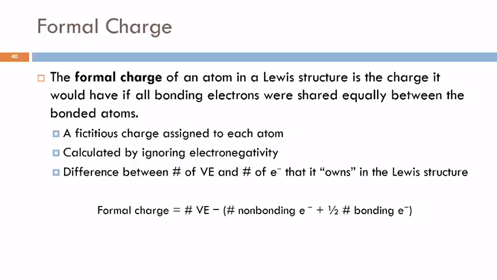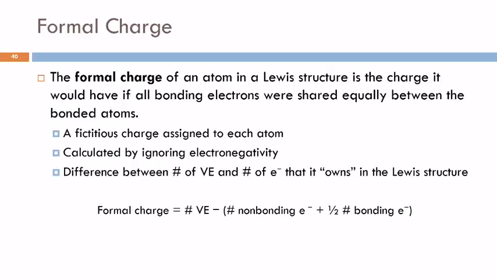Okay, so formal charge is another kind of made-up thing, kind of like the oxidation states that we talked about earlier. This is a made-up concept that helps us choose between different Lewis structures to say which one's better. So the formal charge for an atom in a structure is the charge it would have if all the bonding electrons were equally shared between the bonded atoms. So this is a fictitious charge. It's not an actual charge. We calculate this ignoring electronegativity.